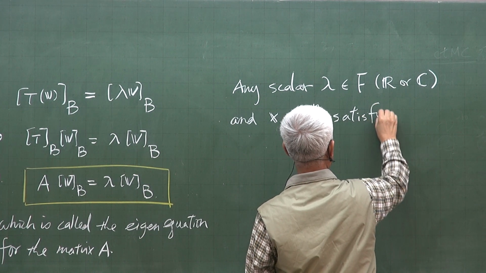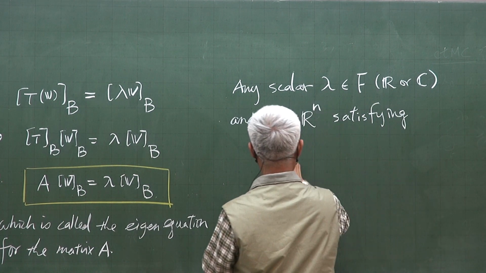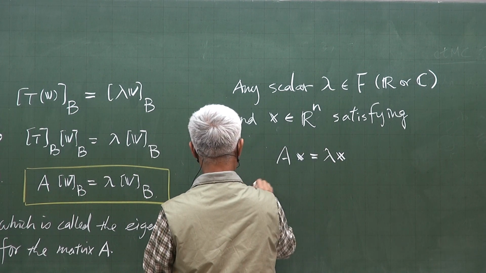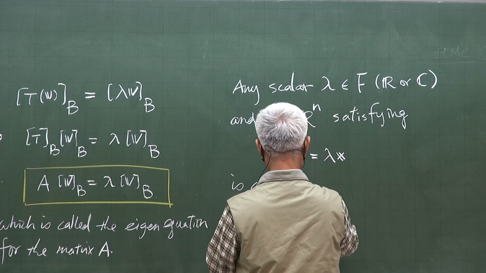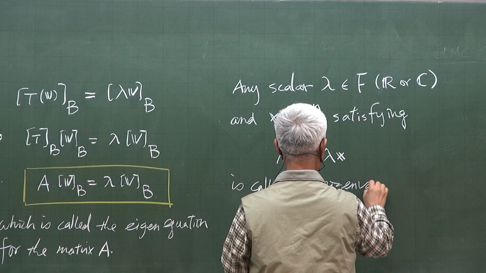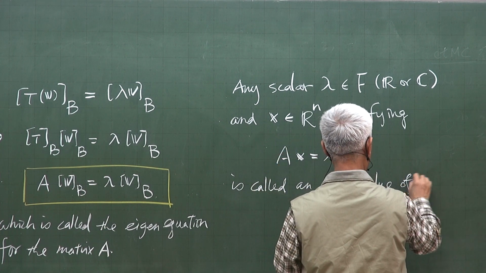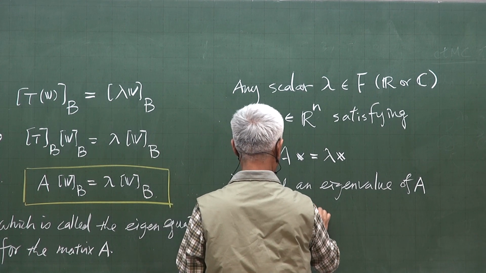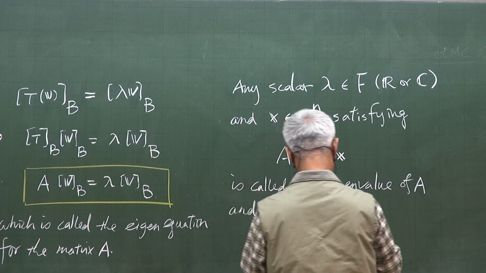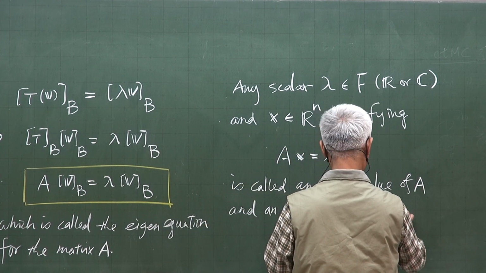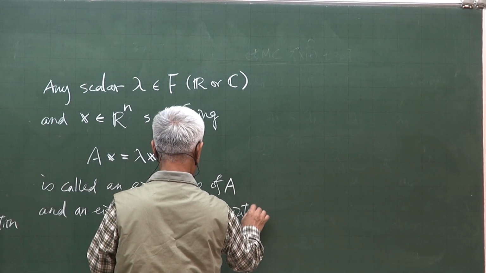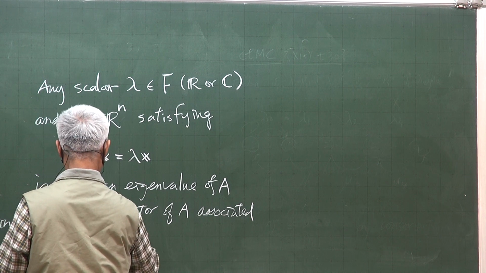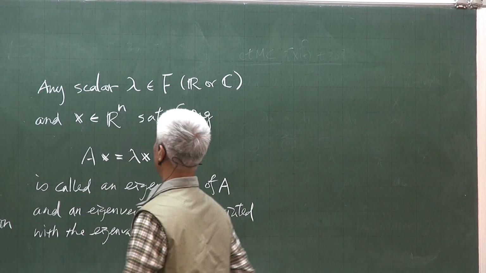Satisfying Ax equal to lambda x, called an eigenvalue of A, and x an eigenvector of A associated with the eigenvalue number.